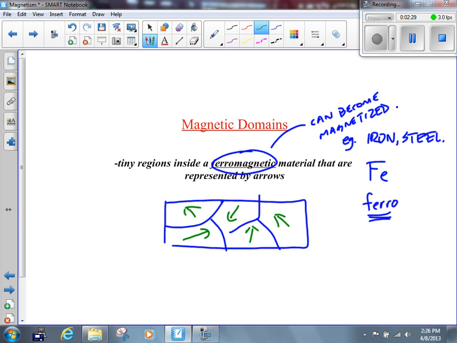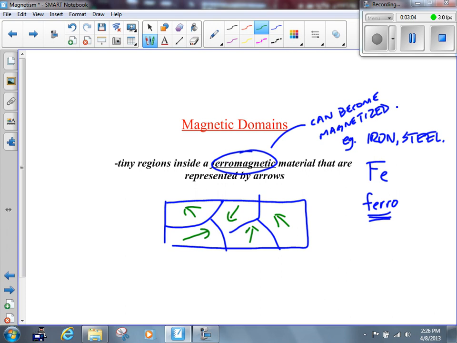What really happens inside here is a lot more complicated than just a bunch of arrows. Electrons are spinning in crazy directions. When we get similar patterns of electron spins, we get a domain. We represent that domain not by trying to draw a whole bunch of electrons spinning around, but by just simply drawing an arrow. So each of these arrows represents a different domain with different patterns of electron spin.